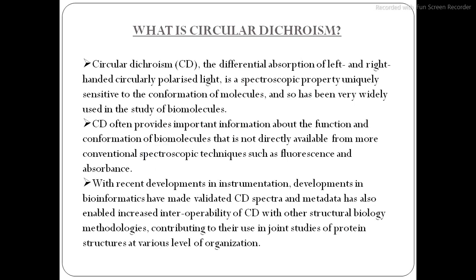Circular dichroism, the differential absorption of left and right-handed circularly polarized light, is a spectroscopic property uniquely sensitive to the conformation of molecules and so has been very widely used in the study of biomolecules. Circular dichroism often provides important information about function and conformation of biomolecules that is not directly available from more conventional spectroscopic techniques such as fluorescence or absorbance spectroscopy.